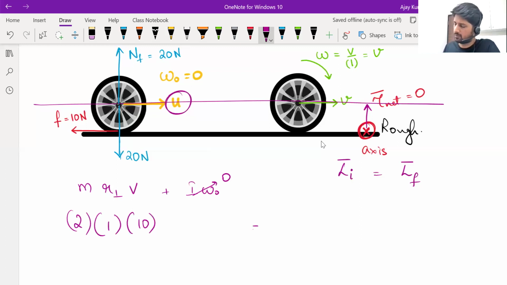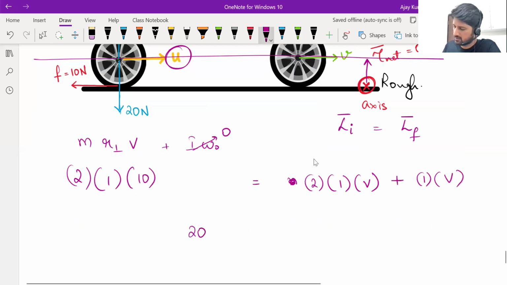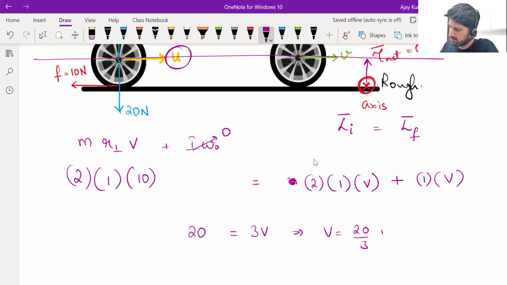So this is the total initial angular momentum, which should be equal to final angular momentum. Finally, the wheel has a speed V, so its angular momentum due to translation will be M R perpendicular into V. Next, finally, the wheel is rotating also, so I omega also will be there. I is given as 1 in this problem and omega is equal to V because the radius is also 1. That's all. So 20 is equal to 3V. So we are getting V as 20 by 3 meters per second.